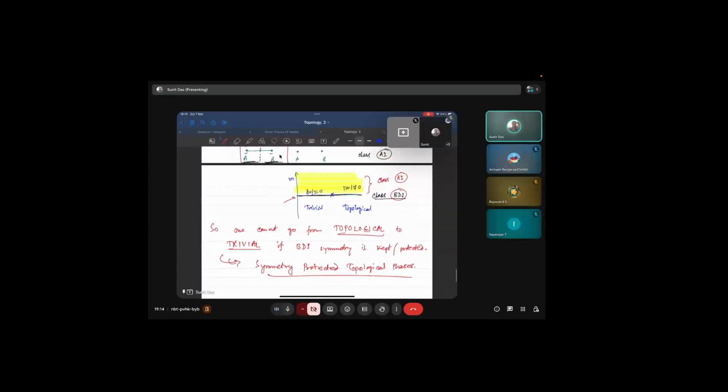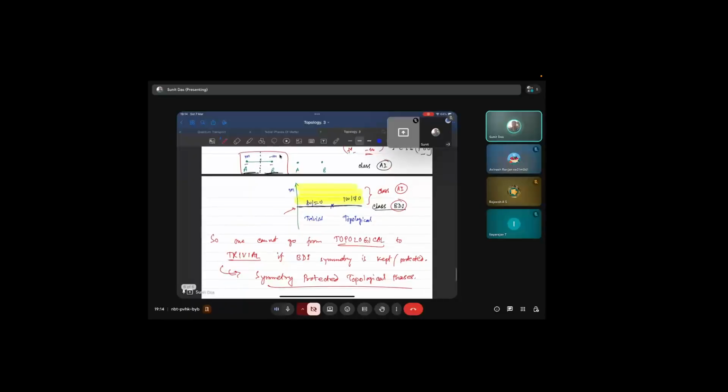Any part of the lecture that is not clear, or any questions? So no questions. Okay. So that was the story about topological phases and their protection under symmetry.